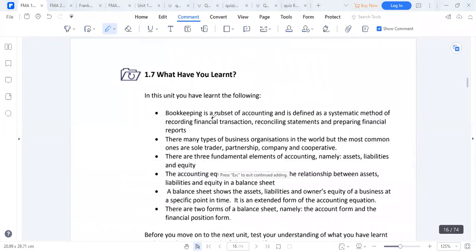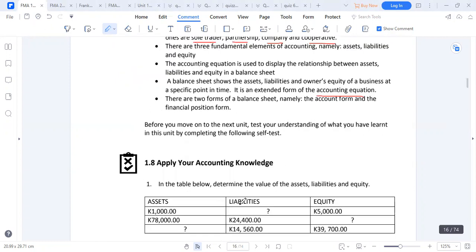So we've learned that bookkeeping is a subset of accounting. The types of businesses we've talked about are sole trader, partnership, companies, and cooperatives. The three fundamental elements of accounting are assets, liabilities, and equity. I've also looked at how we display the assets in the balance sheet, and that assets, liabilities, and owner's equity make up what we call the accounting equation. And the two forms of balance sheet we have are the vertical and also the account form.